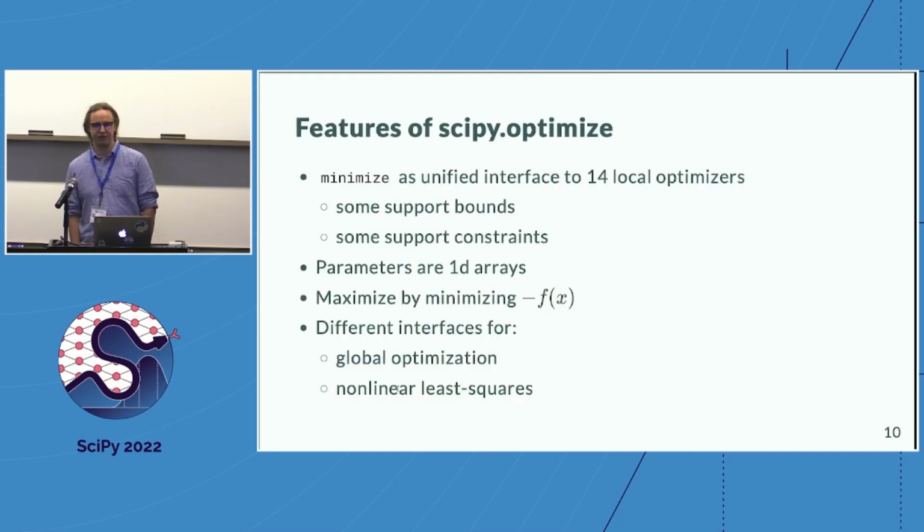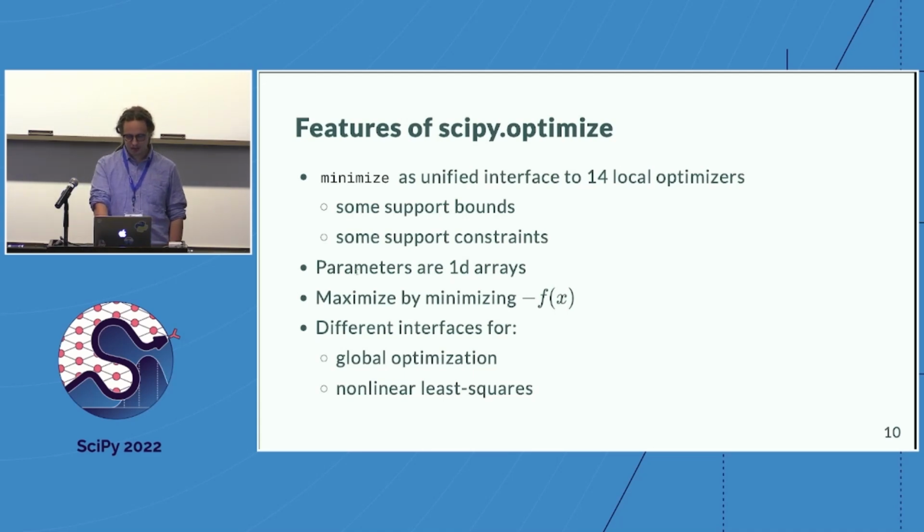What are the features of scipy.optimize? So minimize, that you just saw, is a unified interface to 14 local optimizers. They are for different use cases. Some of them support bounds, some support constraints. Some of them use gradient information, others don't. We are talking more about how to pick optimizers later.